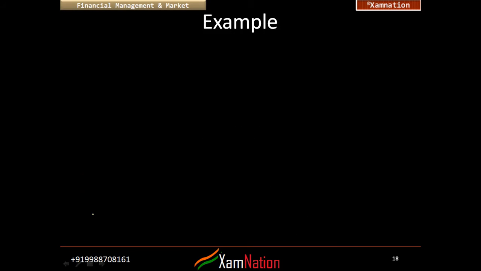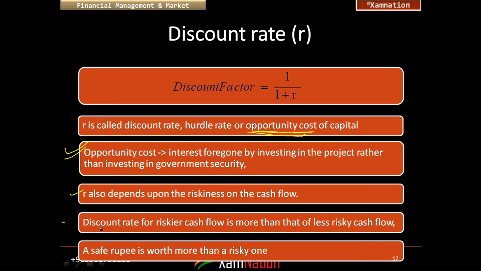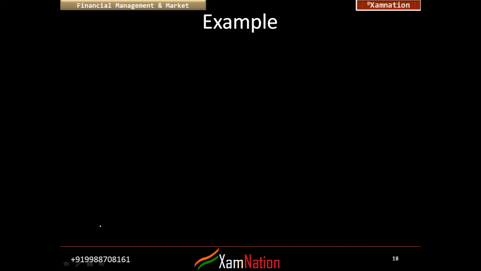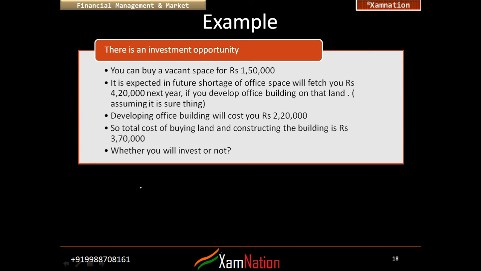For example, a safe rupee is worth more than a risky one. So let's understand this. This is an important example, where we are using just the present value method. A very good example to understand things. Let's say you have an investment opportunity in your city. There is a vacant space which you can buy for rupees 1,50,000. You can use this money to buy that space, and it is expected that a future shortage of office space will fetch you rupees 4,20,000 next year if you develop an office building on that land. What does it say?